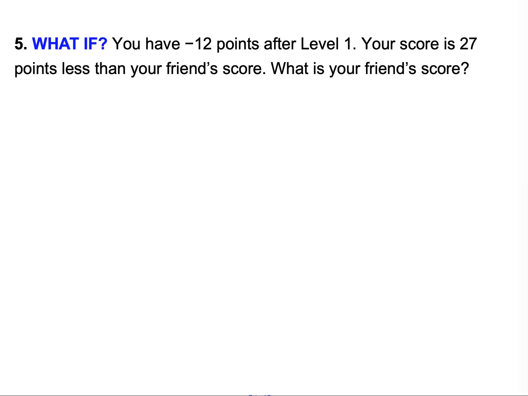All right, our last one here. It says you have -12 points after level 1. Your score is 27 points less than your friend's score. What is your friend's score? It doesn't say in the directions write and solve an equation, but for this lesson on the story problems, I am going to ask you to write and solve an equation. So let's go ahead and look at some keywords. We'll get it set up and then you can solve it.